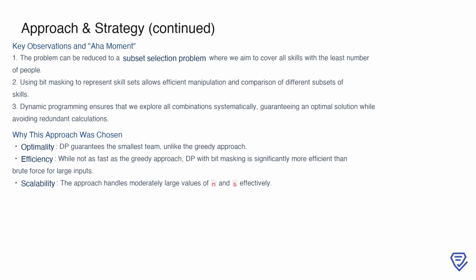Additionally, dynamic programming ensures that all combinations are considered systematically. By storing intermediate results in the DP array, we avoid redundant computations, which is a significant improvement over brute force. These factors contribute to the optimality and efficiency of the solution. We chose this approach because it guarantees the smallest team, unlike the greedy method, which sacrifices accuracy for speed. While the dynamic programming approach isn't as fast as greedy, it's significantly more scalable and efficient than brute force, making it the most suitable option for this problem.